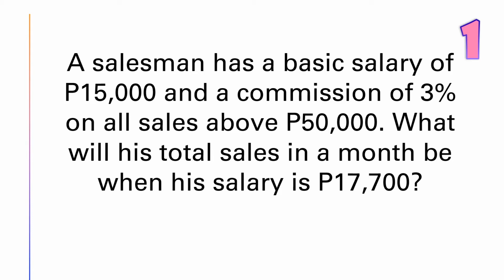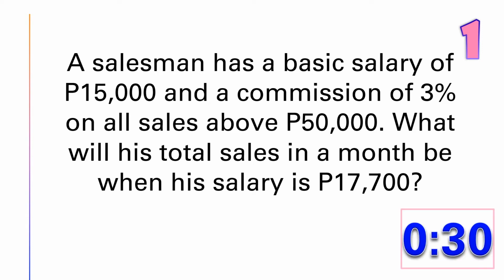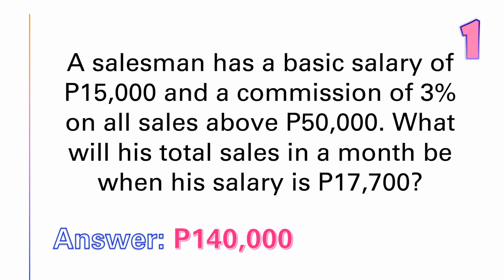Again, a salesman has a basic salary of 15,000 pesos and a commission of 3% on all sales above 50,000 pesos. What will his total sales in a month be when his salary is 17,700 pesos? Go! Time is up. The answer is 140,000 pesos.